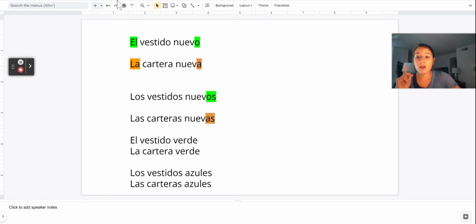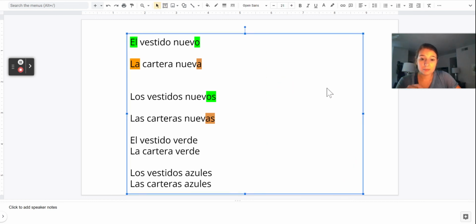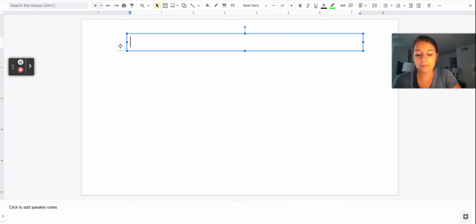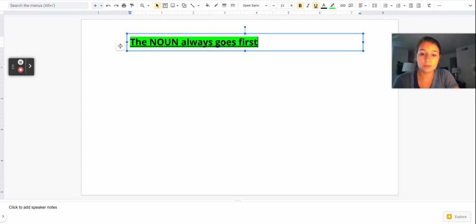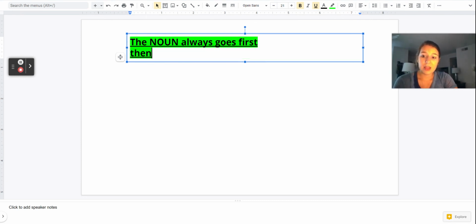So again, the most important thing to remember in this case is this. The noun always goes first. Then you add your adjective, okay? So noun or your clothing item, and then your adjective, which is like your color or your style of what you're describing. All right, that was kind of lengthy.